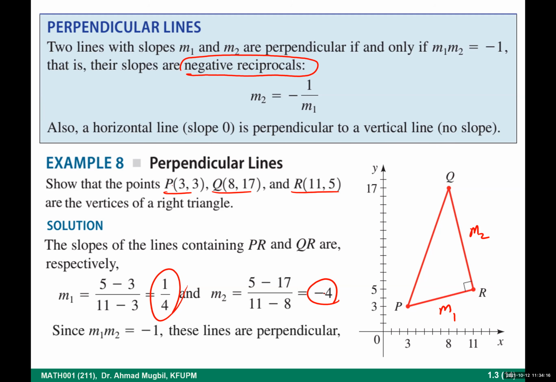-1. So what do we conclude from this? The lines are what? Perpendicular. Since they are perpendicular, the angle between them is a right angle, and then the triangle is a right triangle.